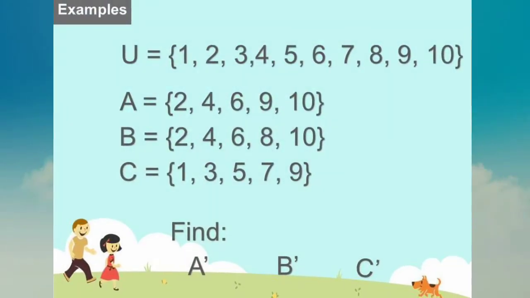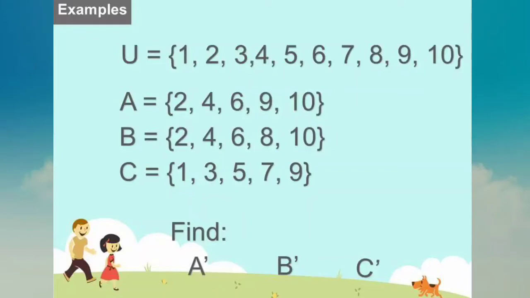Okay. Let's have another example. We have U equal to the numbers from 1 to 10. We have the given set A, set B, and set C. Set A has the following elements: 2, 4, 6, 9, and 10. Set B: 2, 4, 6, 8, and 10. And set C: 1, 3, 5, 7, and 9. So let's find the complement of set A, set B, and set C.